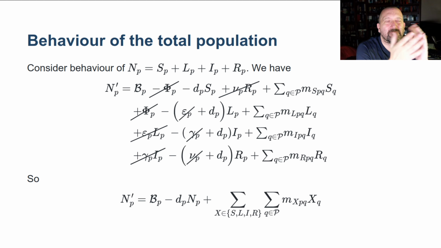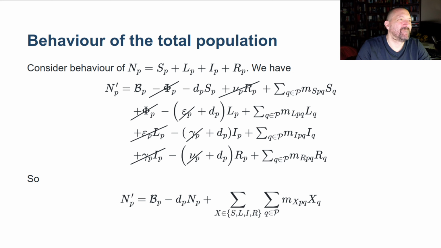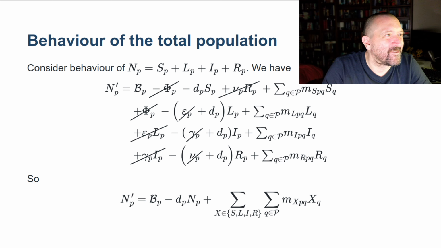Now, as we've done in the past, let's first look at the behavior of the total population. So let me see if I can go big. I still can't go big. Okay, maybe I could go a little smaller. Yes, this way I'm semi-big.